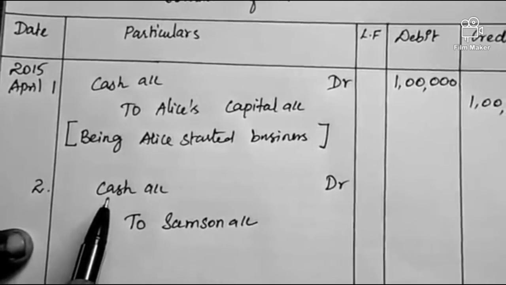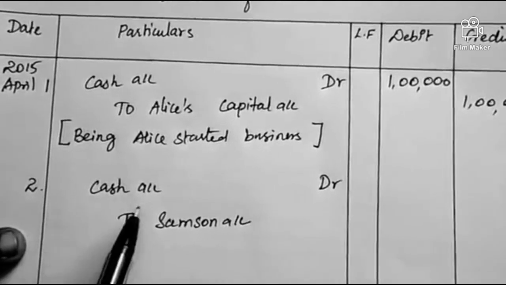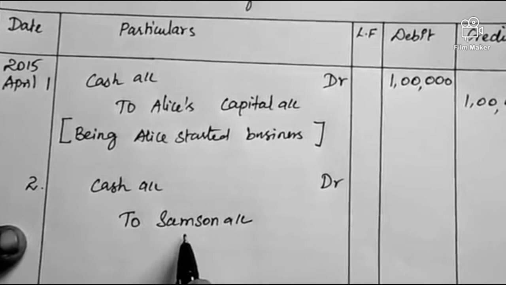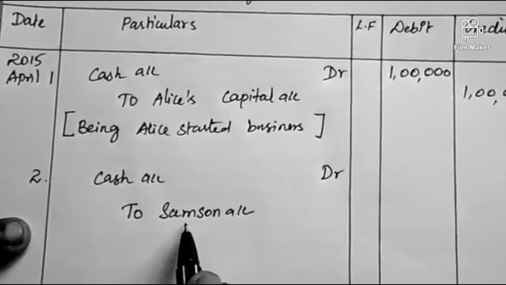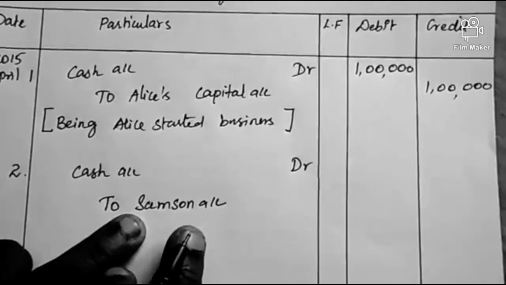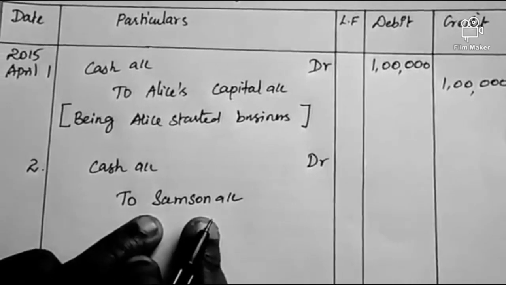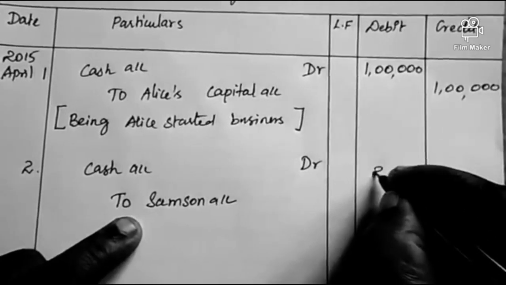See, received cash from Samson. So when you receive cash from Samson, cash comes in. The real account rule is debit what comes in. So you debit cash. And Samson is a personal account. The personal account rule is debit the receiver, credit the giver. Here you have received cash from Samson. According to this transaction, Samson is a giver. So credit the giver. How much amount? 25,000.